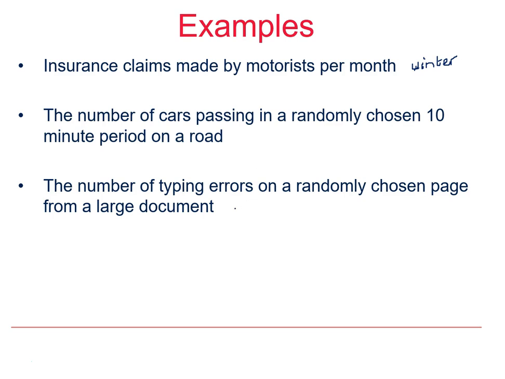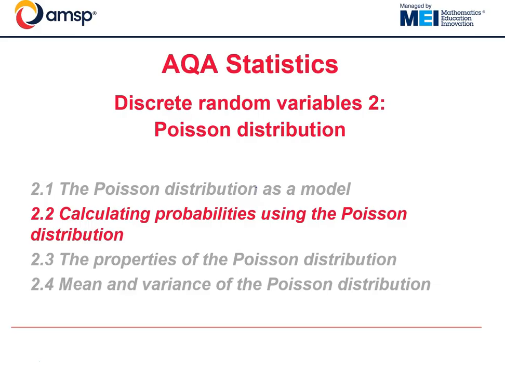And finally, the number of errors in typing on a particular page of a document. Again, that might not have a constant average per page, dependent on how difficult a particular typing was on one page. It may be there was perhaps a lot of mathematical typing on one page, and other pages were more straightforward. And that concludes this video.